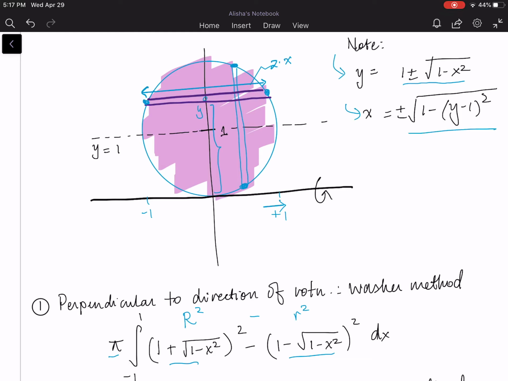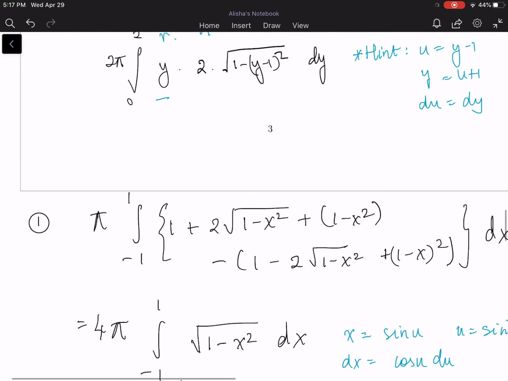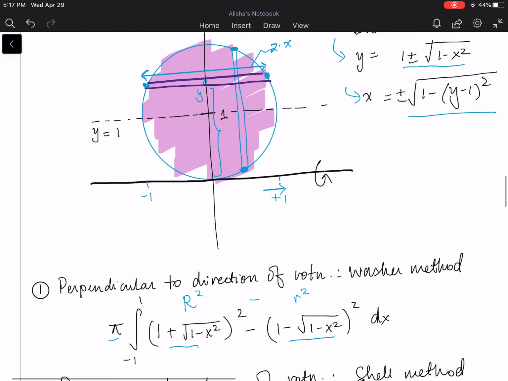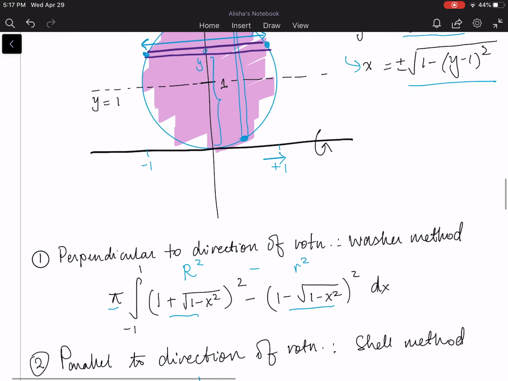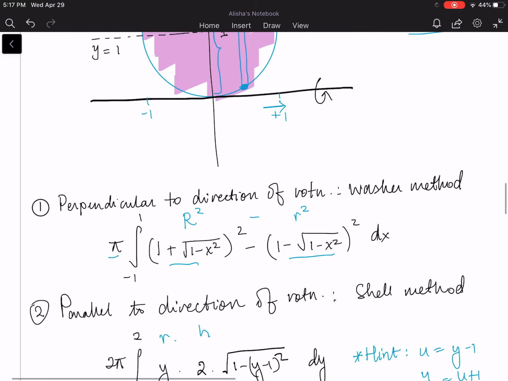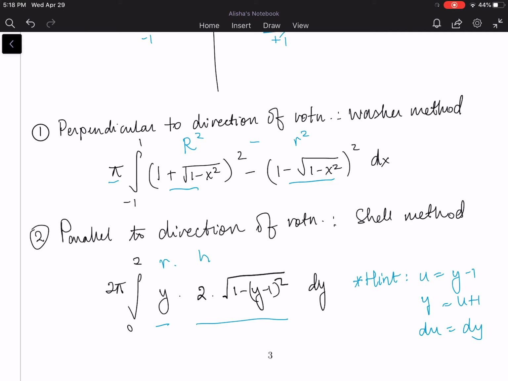So it's going to be 2 times the square root of 1 minus (y minus 1) squared. So that's why I have this expression. Again, the radius is just the y value, and the height is twice the x value. All right, so that was pretty involved already, so I'll put off the integral to another video and we'll pause for now.